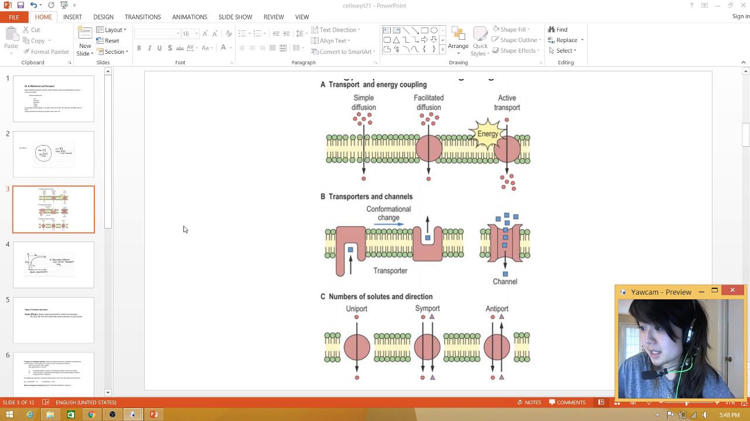Ion concentration in the blood and in the cell is very critical in maintaining normal physiology. An organ can die in minutes if this balance is disturbed. For our next topic, we're going to talk about the types of transport.